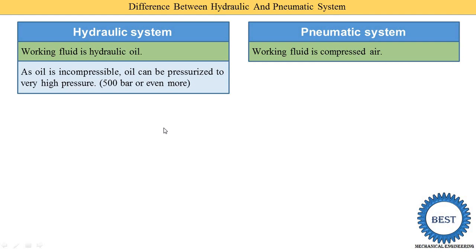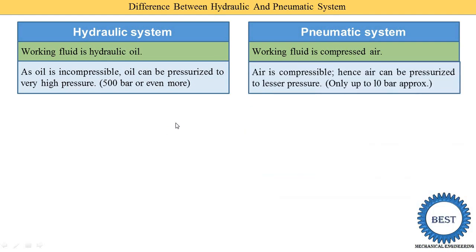When we use very high pressure, it has some advantages and some disadvantages that we discuss in this video. In a pneumatic system, air is used, and air is compressible, meaning when we increase the pressure of the air, its volume is reduced. So it has limitations: we are not able to increase its pressure very high, because its volume continuously reduces, and if we increase the pressure more, it would reach zero volume and convert into a solid. Air can be pressurized only to lower pressures, up to approximately 10 bar.